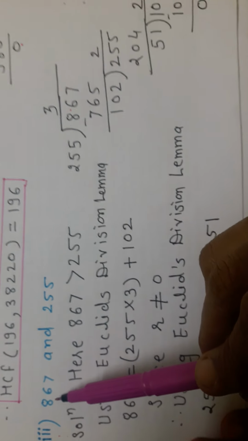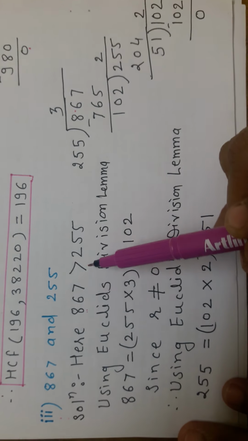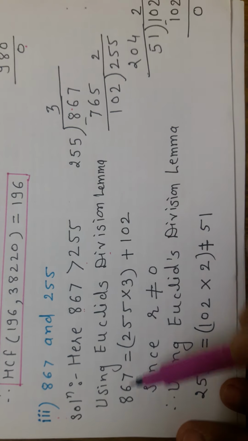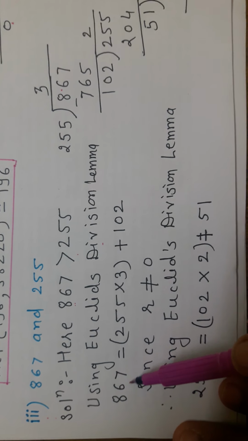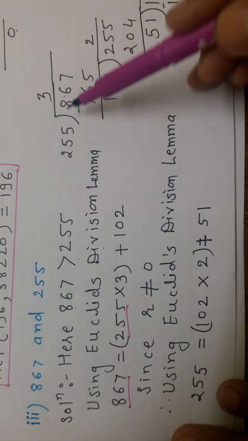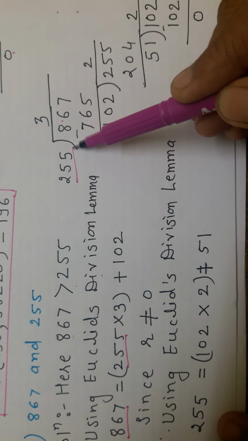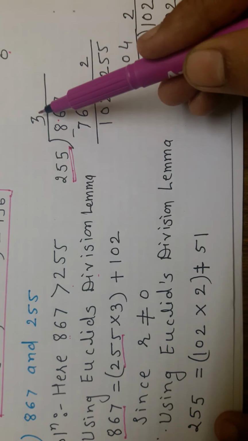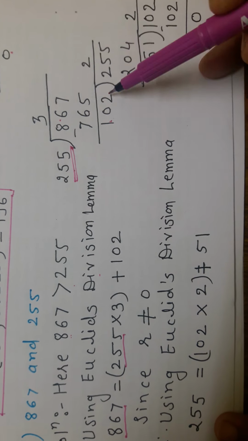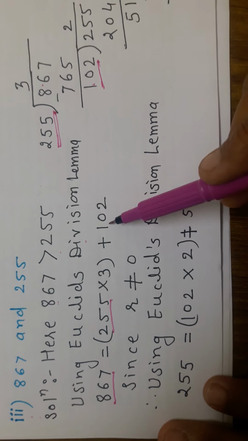Third problem, 867 and 255. Here 867 is greater than 255. Using Euclid's division lemma, 867 will become the dividend, 255 will become the divisor. Here we are going to do the division. 867 is going to be divided by 255. 255 3s are 765. So we got 102 as the remainder. Here, 255 multiplied by 3 plus 102.